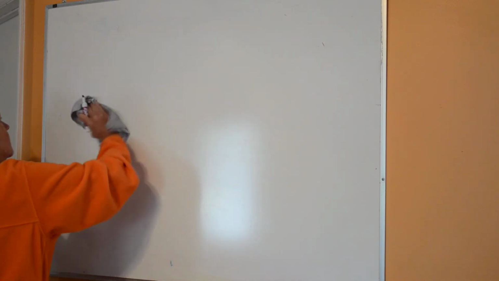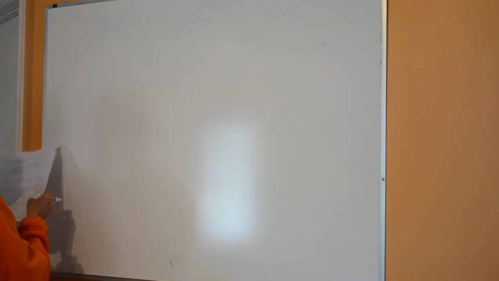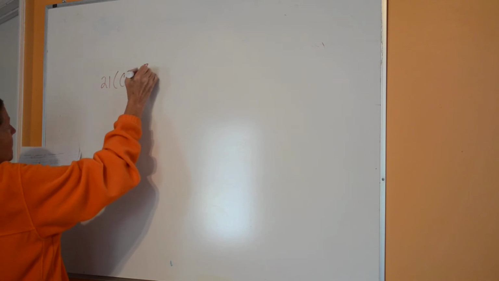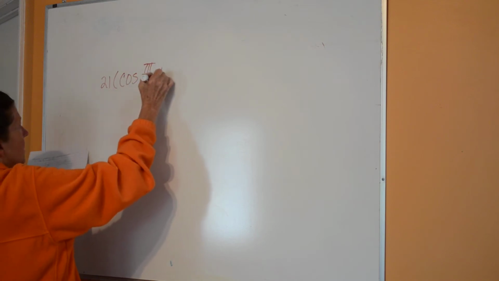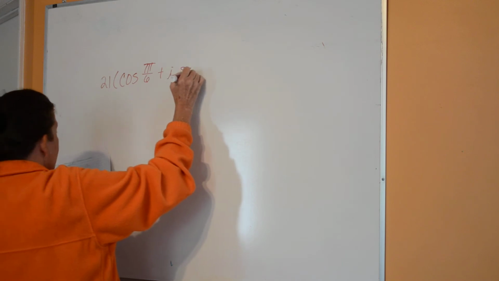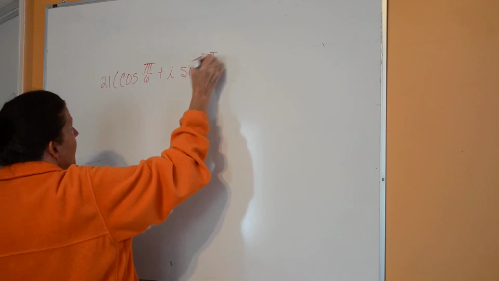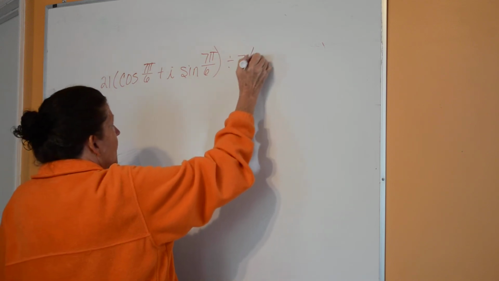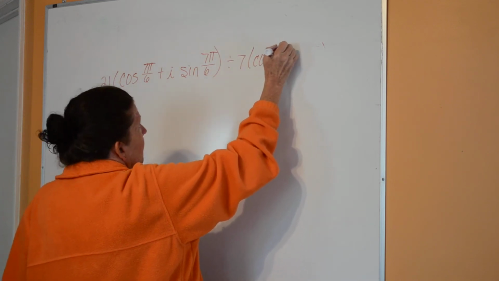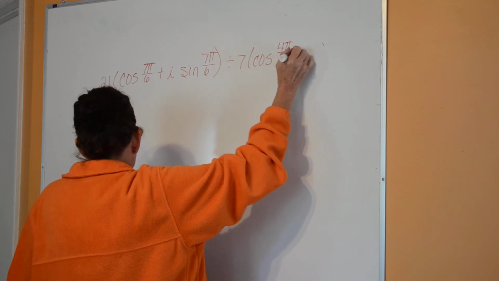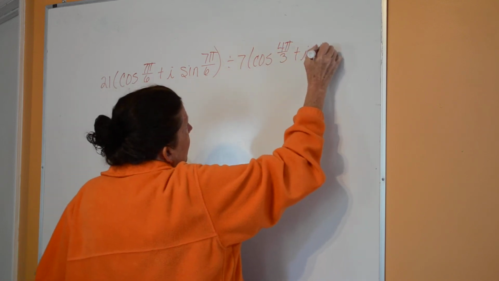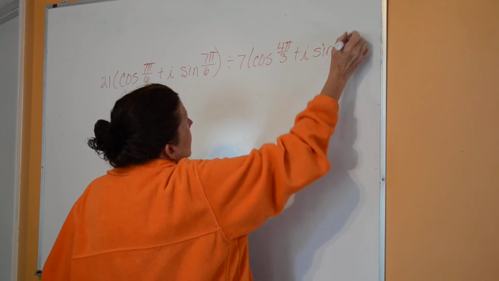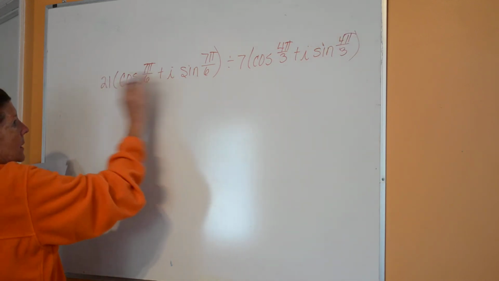Different pattern. Say I have 21 times the cosine of 7 pi over 6 plus i times the sine of 7 pi over 6, divided by 7 times the cosine of 4 pi over 3 plus i times the sine of 4 pi over 3. All right, to divide, I'm going to divide the r's.